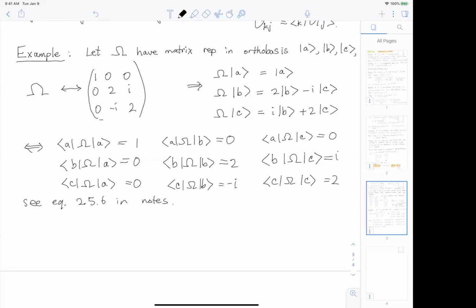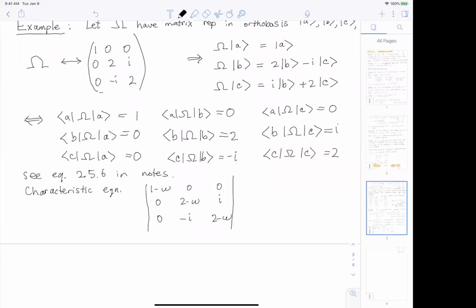Okay, so in this example, one of the things we're going to want to do is find the eigenvalues. That comes from the characteristic equation, which in this case means the determinant of 1 minus omega, 0, 0; 0, 2 minus omega, I; 0, minus I, 2 minus omega. This is a 3x3 matrix determinant, so it is going to be a cubic equation. But fortunately, I've engineered the example so it's not too horrible, because it factorizes into 1 minus omega times 3 minus 4 omega plus omega squared. That should equal 0.